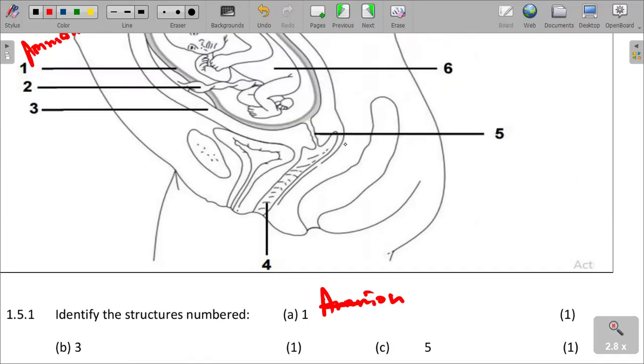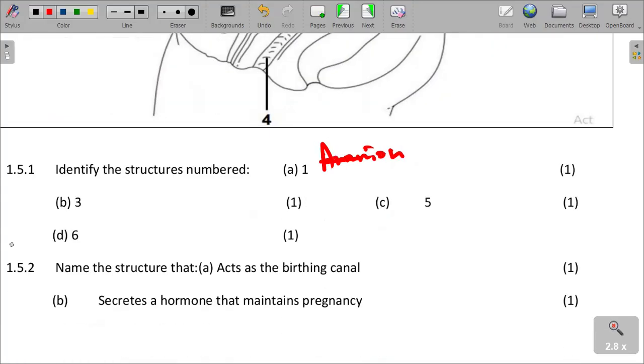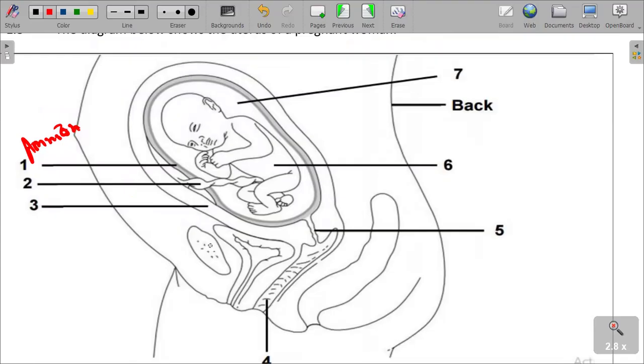And then the next question is saying, we are saying A1 is amnion, and then 3, which is given here. 3 is actually the uterus wall, or we can say the uterus. 3 is the uterus wall. You can say that is the uterus wall. As you can see there, it is where the baby grows in. It is that big cavity or that sac through which a baby develops inside.